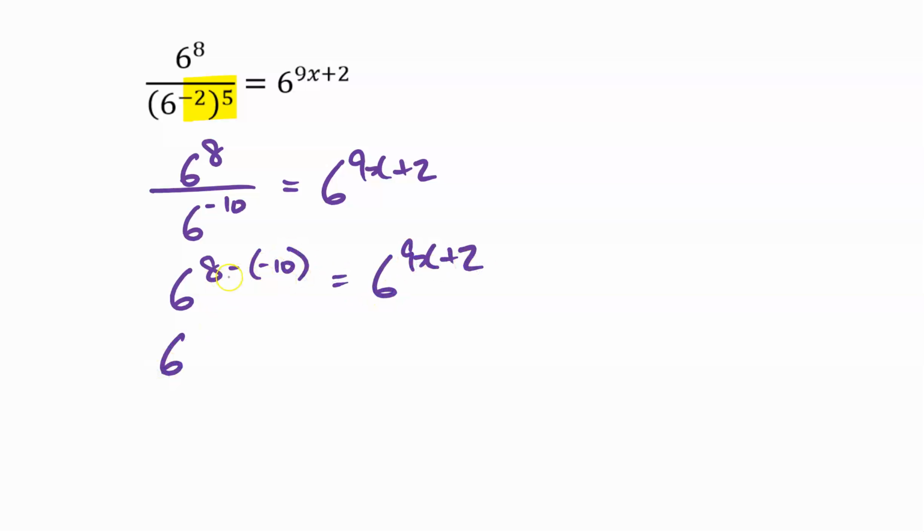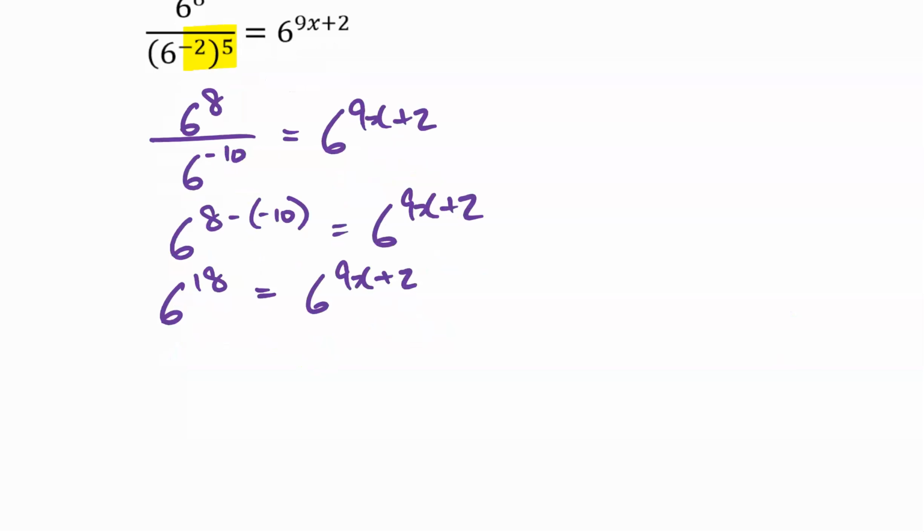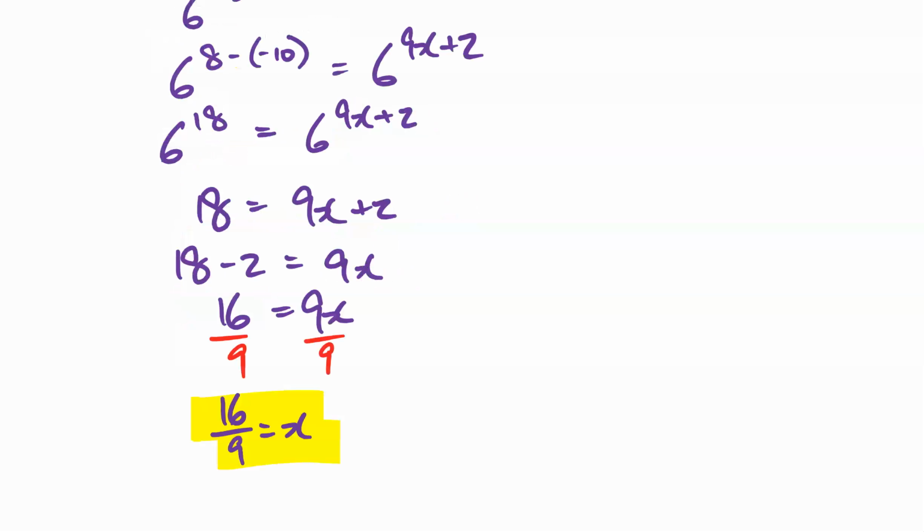Of course, that's 6 to the exponent 8 plus 10, that gives us 18, is equal to 6 to the exponent 9x plus 2. Okay, and we got to stage 3, and I'm just going to pause it for a second so you guys can figure out what. Did you get this answer? X is equal to 16 over 9.